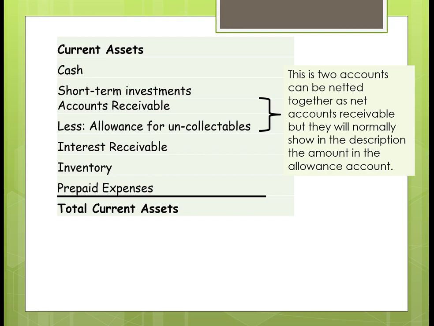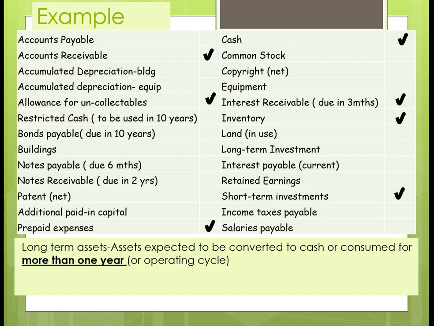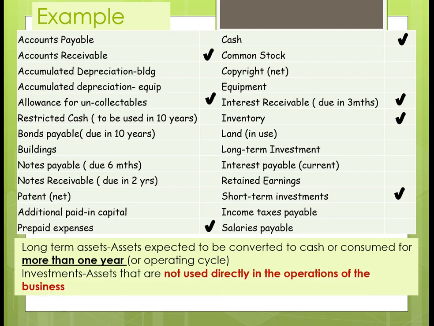Now we're going to look at our next category, which is long-term assets. Again, these are anything that we expect to convert to cash or consume for more than 1 year or the operating cycle. We're going to start with the first category, which is investments. Now, here's the big difference. Assets that are not used directly in the operation of the business. So, if somebody buys something that's outside their normal scope of business, i.e.